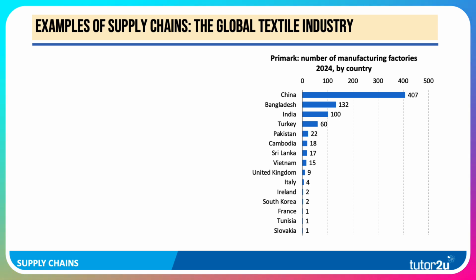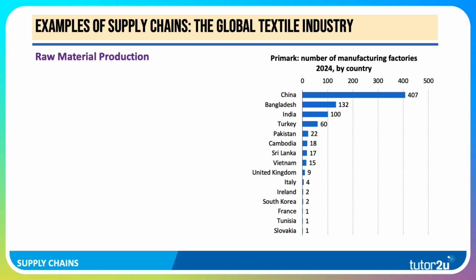Another good example is the global textile industry. Have a look at this chart. This is the number of manufacturing factories operated by Primark by country. And you can see that China dominates, followed by Bangladesh, India and Turkey. But Primark has manufacturing factories in many countries, including the UK.